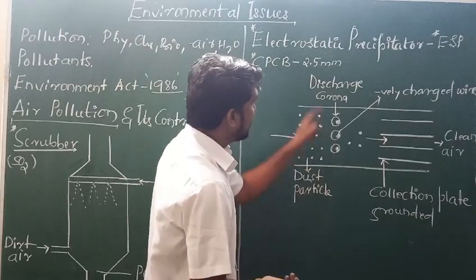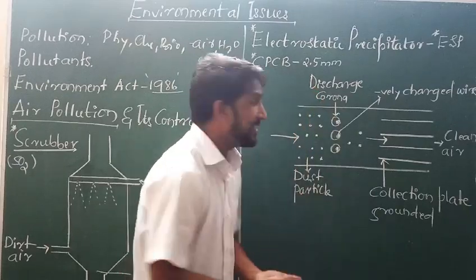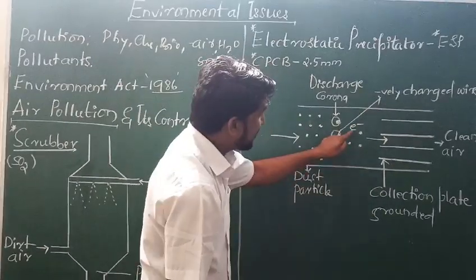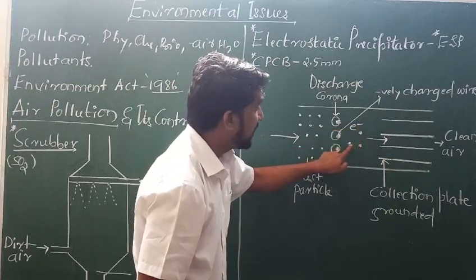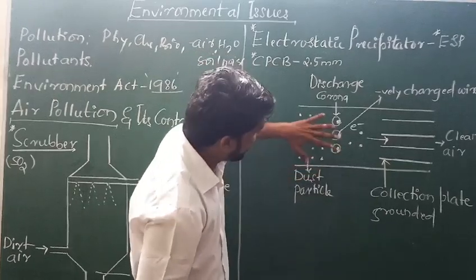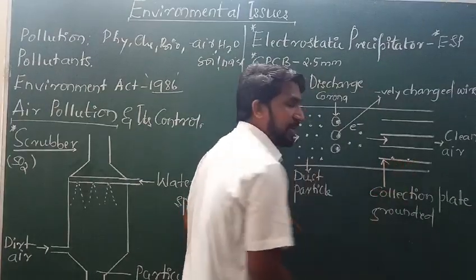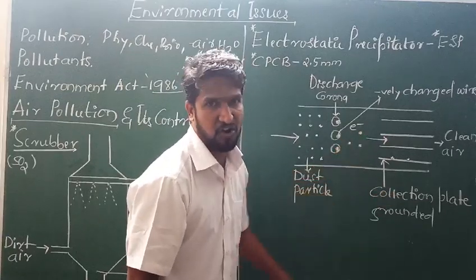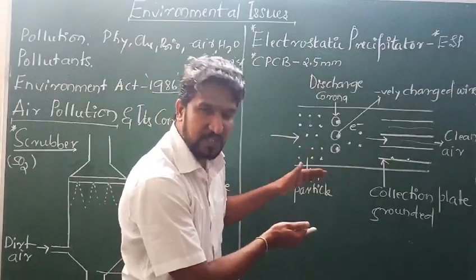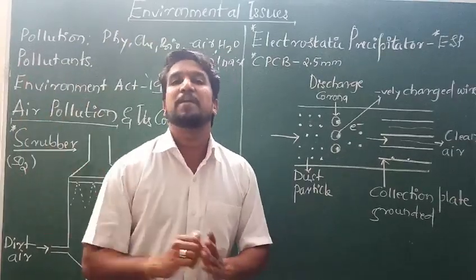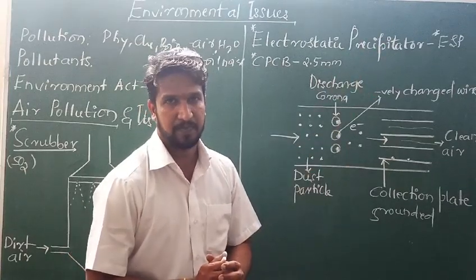When electricity is passed, discharge corona is produced, and this discharge corona produces electrons, and these electrons contain negative charge, and this gives negative charge to the dust particles. When they flow through these plates, the plates hold the negatively charged particles along with the electrons. Then clean air is passed out. So this is one way used in thermal power stations to clean the air before it is released to the atmosphere.